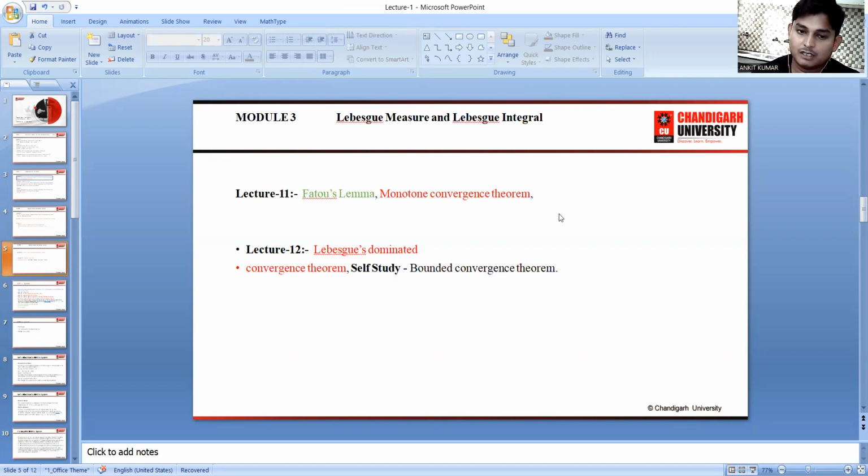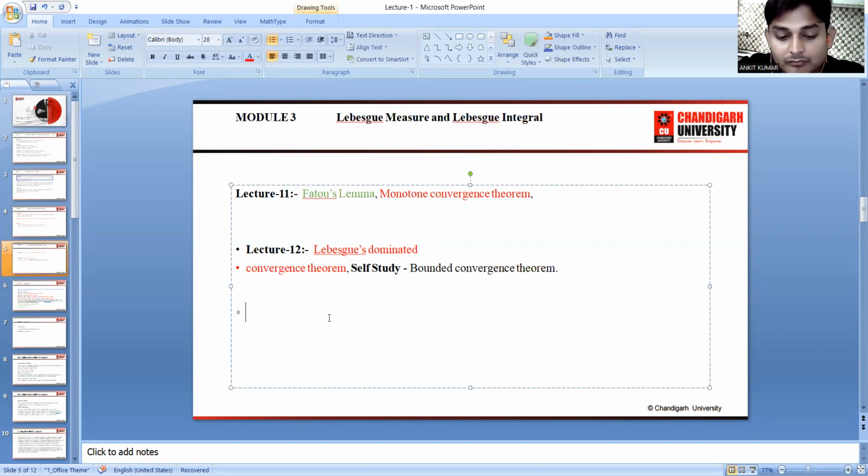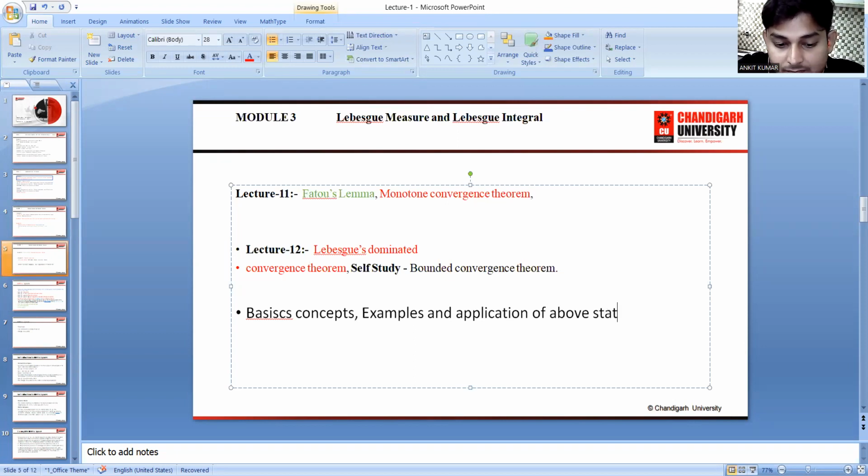So in lecture 12, what is the Lebesgue dominated convergence? Okay. Two basic concepts. Lebesgue dominated convergence. What are the basic concepts? In this lecture, I will discuss the basic concepts, examples, and applications of the above stated theorems in the real world.